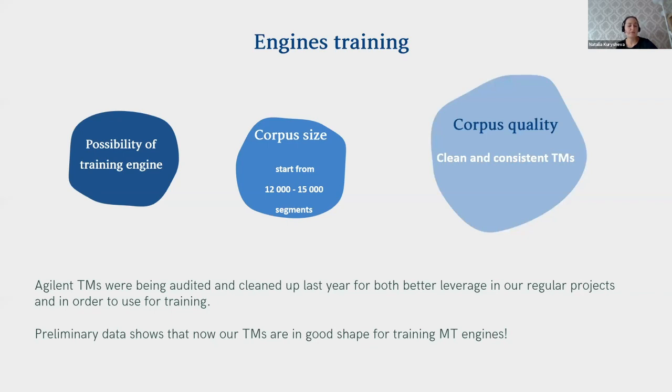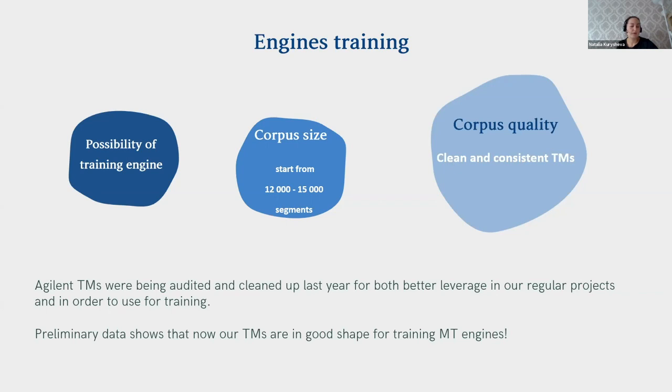It is safe to start training from 12 to 15,000 segments, but size really doesn't matter much here. It is more about quality, right? Corpus quality. Your translation memories should be clean and consistent in order to improve quality of the output. Otherwise, your trained engine may perform even worse than the stock ones.